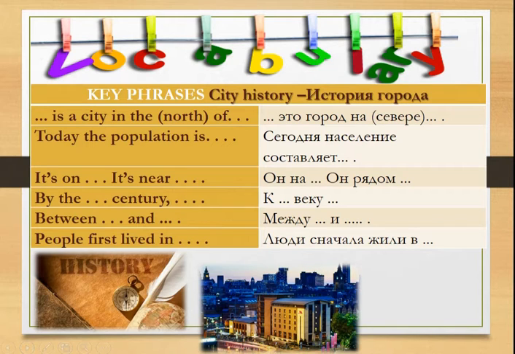Is a city in the north of. Today the population is. It's on, it's near. By the century, between, and people first lived in. You will use these phrases for your article.